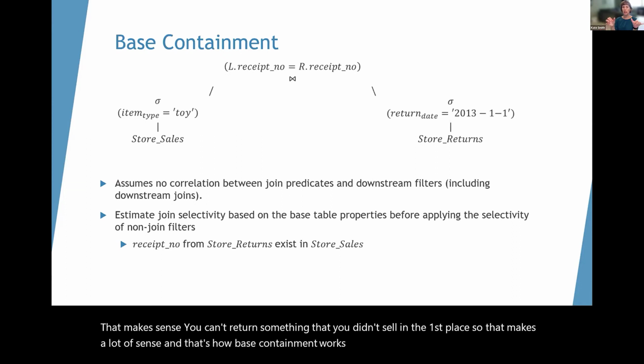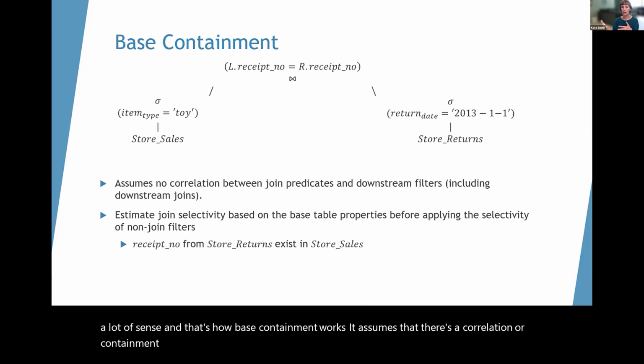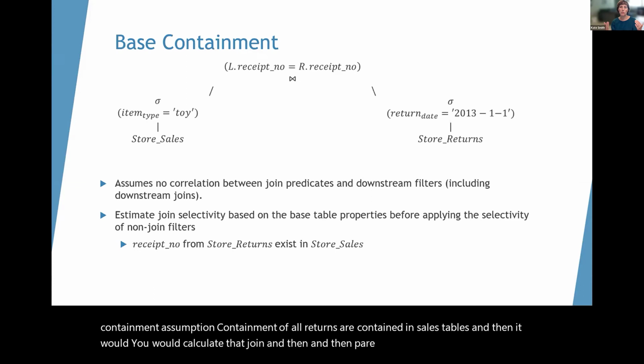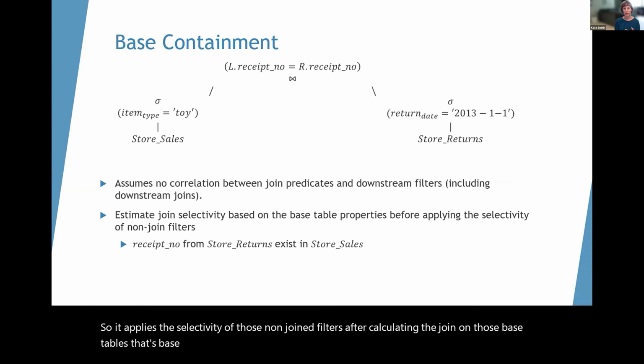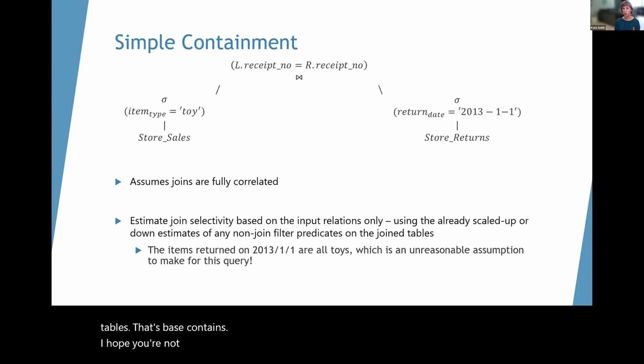It assumes that there's a correlation or containment, that all returns are contained in sales tables. And then you would calculate that join and then pare down the number of rows based on the filters that are there. So it applies the selectivity of those non-join filters after calculating the join on those base tables. That's base containment. I hope you're not confused yet, because we got more.